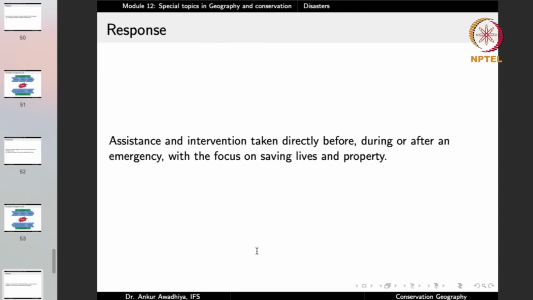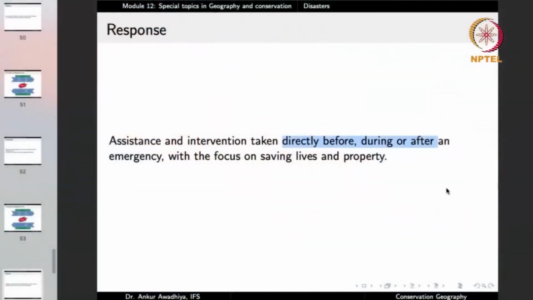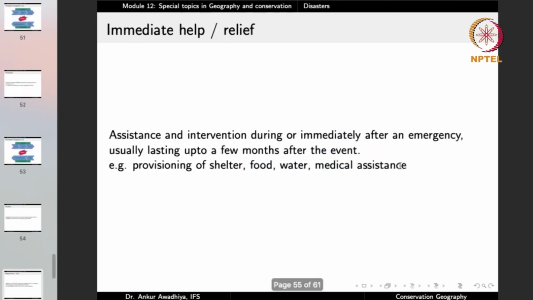Response is assistance and intervention taken directly before, during or after an emergency with the focus on saving lives and property. So it is assistance, that is help, and intervention that are taken directly before, during, or after an emergency. When we say directly before, it means that we are bringing in tents, stocking food supply, or evacuating people, because we know that, say, a cyclone is just going to arrive. So we are making interventions, and we are helping people to move away from that area. That is directly before. We can have certain interventions during the emergency, and we can have certain interventions after the emergency, and here the focus is on saving lives and property.